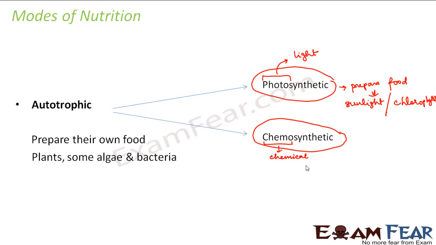Examples are plants, some algae and bacteria. So plants fall under the category of photosynthetic. Under the category of photosynthetic, we can give the examples of plants. Under the category of chemosynthetic, we can consider some bacteria. For example, there are some specific bacteria like sulfur bacteria or nitrosomonas bacteria, which is generally found in the soil. These kinds of organisms are chemosynthetic. That means they prepare their own food with the help of chemical energy. So this is all about autotrophic nutrition.